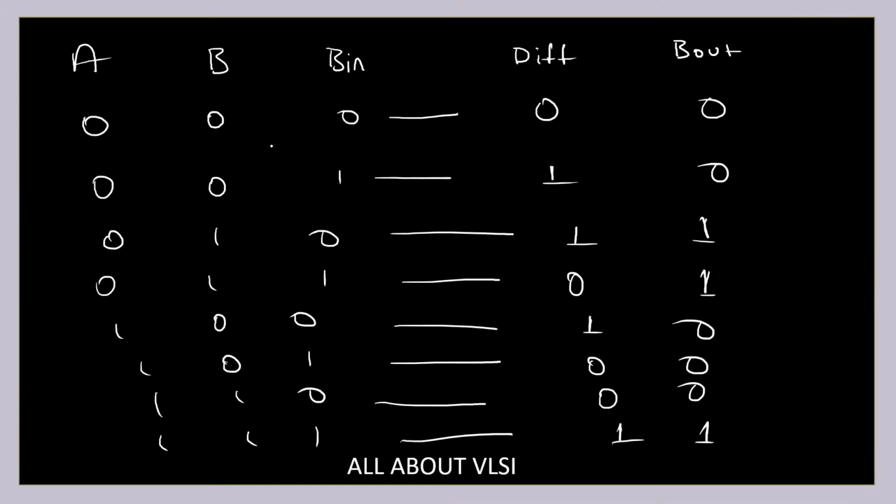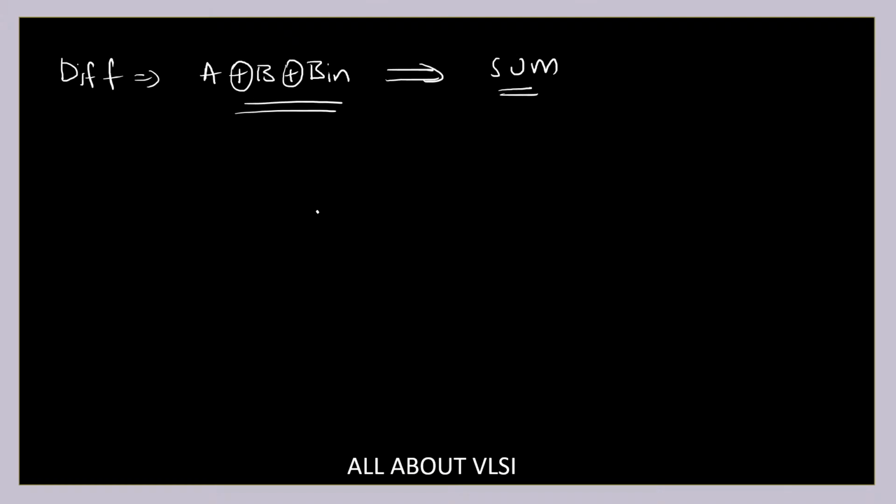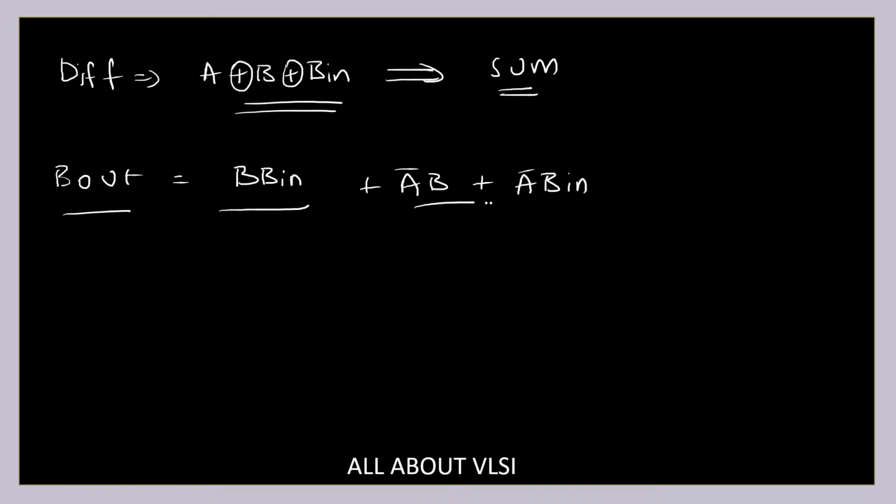So if you calculate minterms for your difference, you're going to have A XOR B XOR B in, which is nothing but equal to the sum. This is what you're going to get if you take minterms and solve it. And coming to your borrow out, B out, you're going to get the equation as B into B in, plus A complement B, plus A complement B in. This is the equation for your B out you're going to get if you solve.